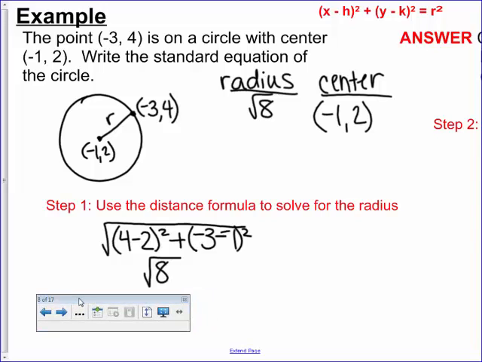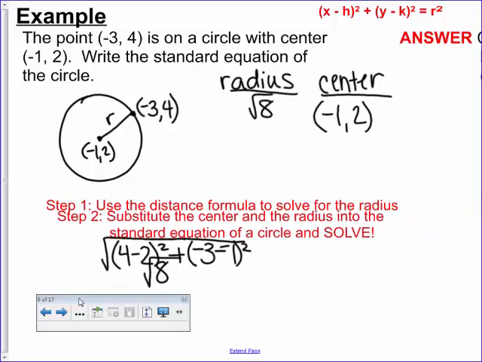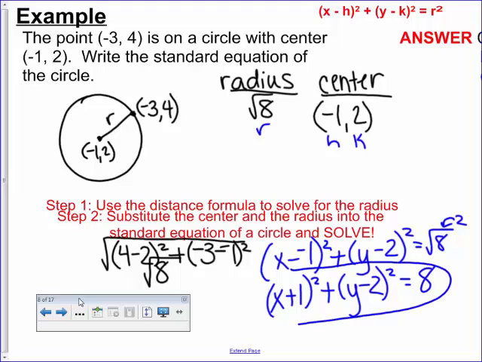So now that we have the radius and the center, our second step is we're going to go ahead and substitute it. So this is our h and our k, and this is our r. So (x − (−1))² + (y − 2)² = (√8)². So let's make it look pretty. x minus a −1 will turn to x plus 1. We go positive. The y minus 2 will stay the same. But when you square a square root, remember, that just turns into the normal number. So this will be your final answer for the equation of that circle.